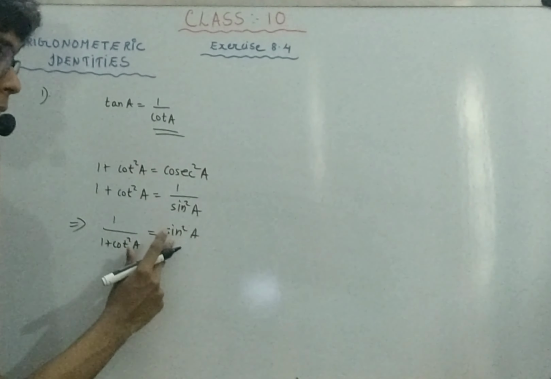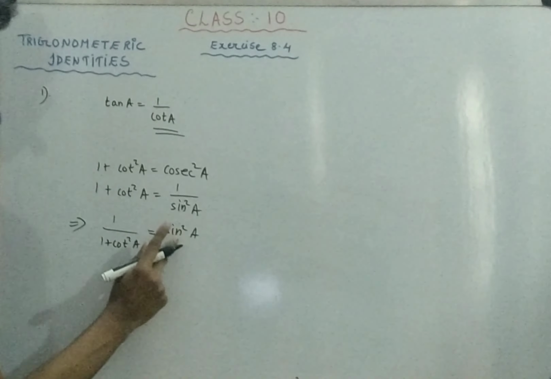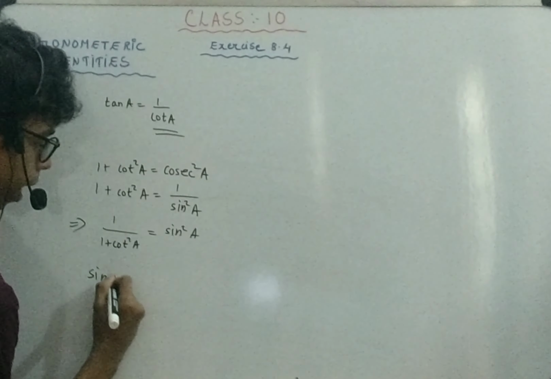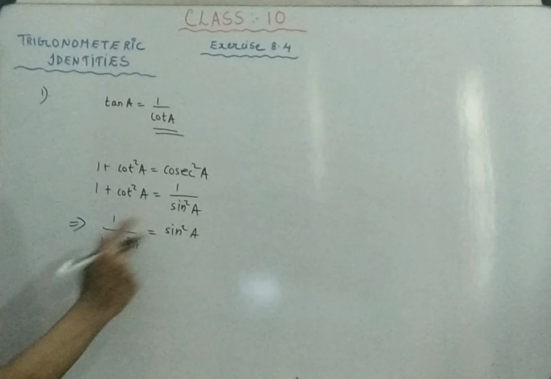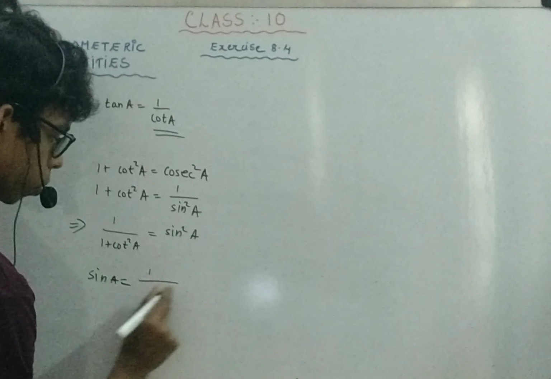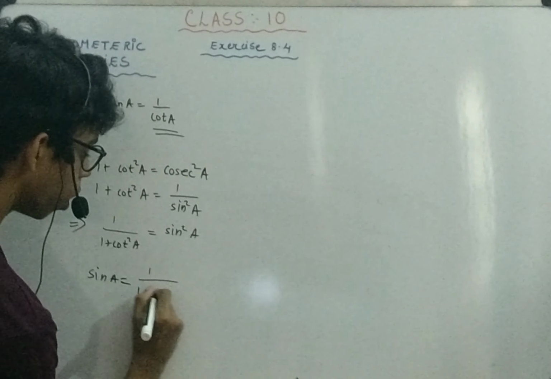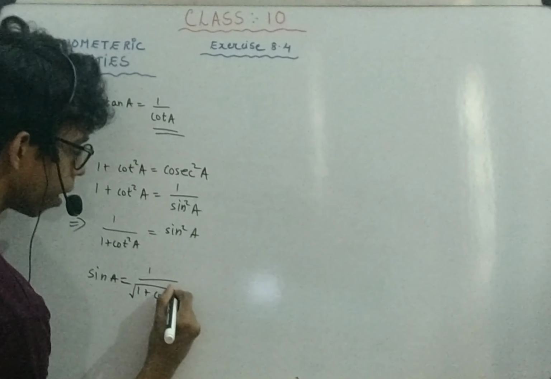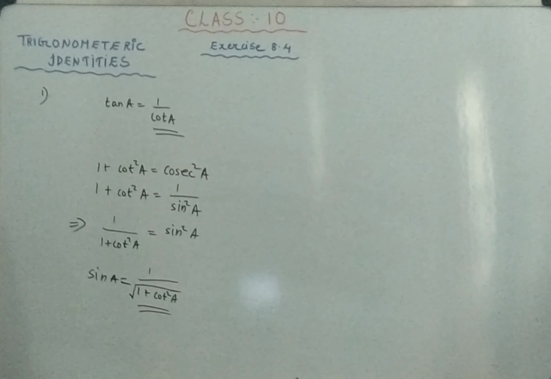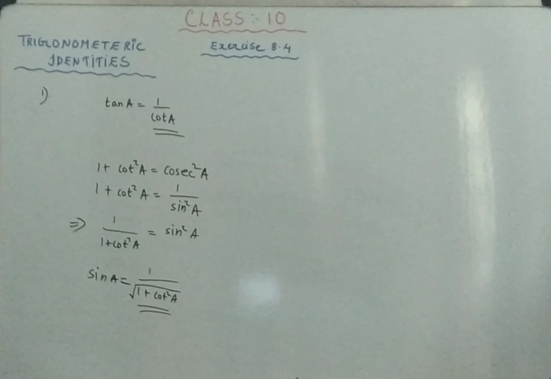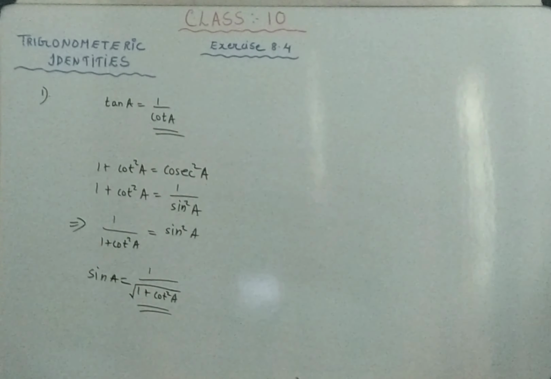So now what do we need? We need sin A, isn't it? So simply I can write sin A. When you remove this square, we have to add the root symbol. So sin A is equal to 1 by root of 1 plus cot square A. Here we have expressed sin in terms of cot.